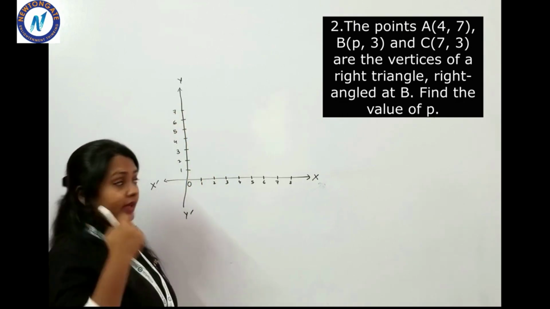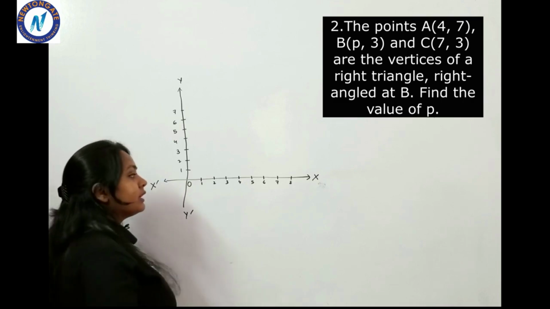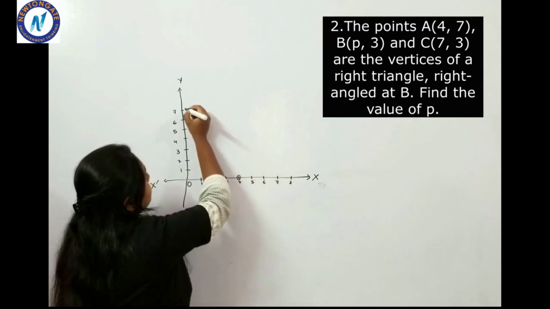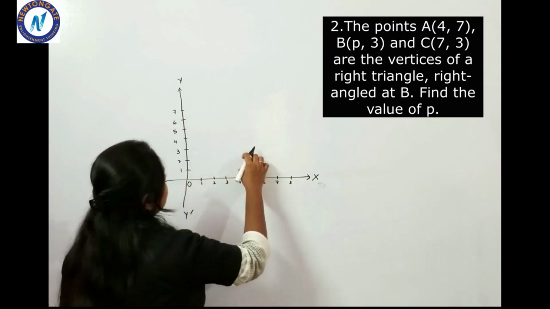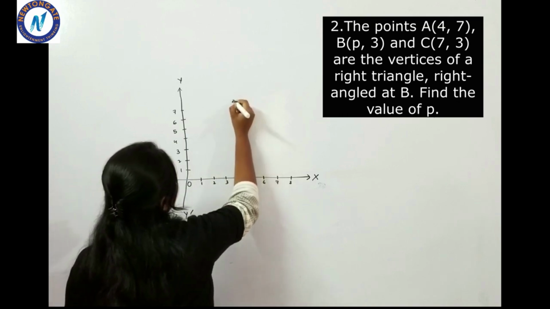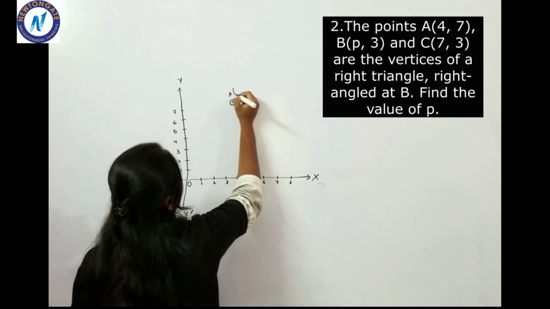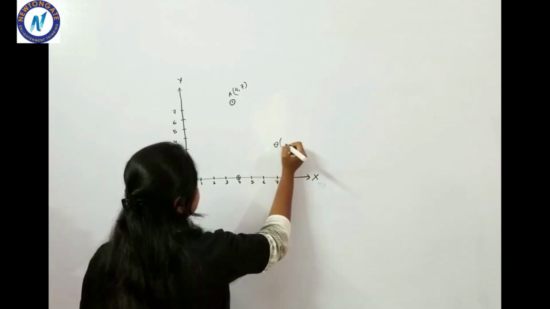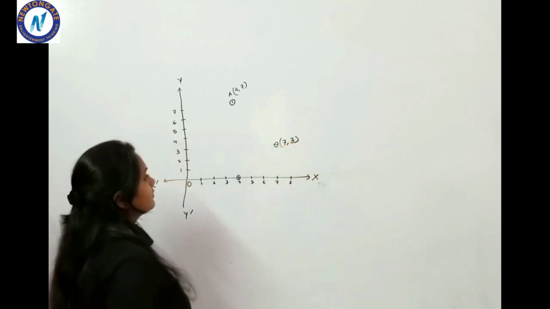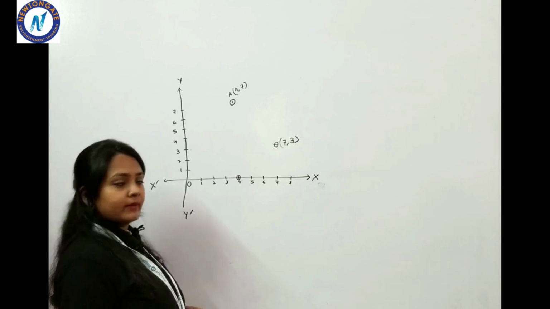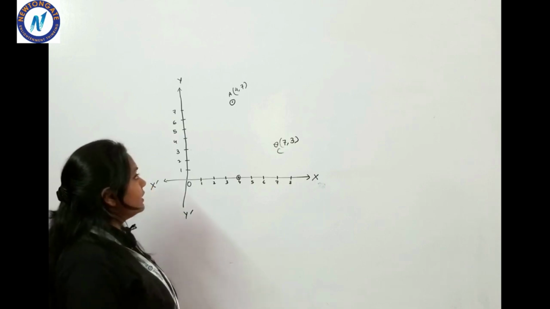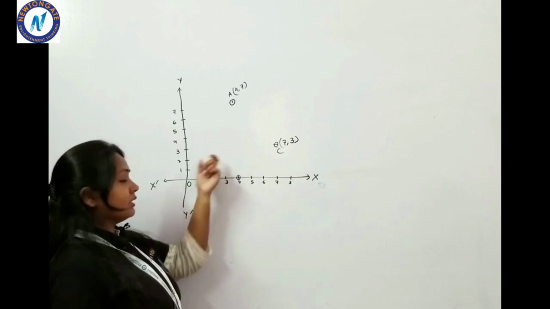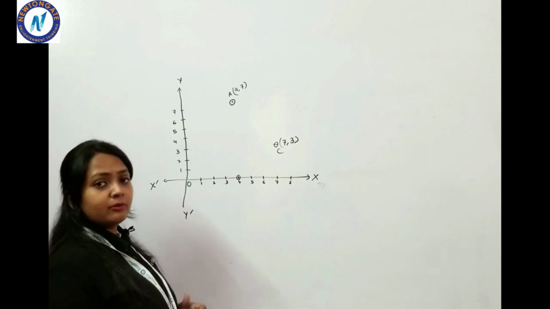Now the coordinate of A is (4, 7). Where is the point 4? Here is the point 4 and here is the 7. Then the point A is here. This one is A, (4, 7). The coordinate of C is (7, 3). This one is (7, 3). And the coordinate of B is (P, 3), like here. But we cannot put the value on the number line. At first we will find the value of P.